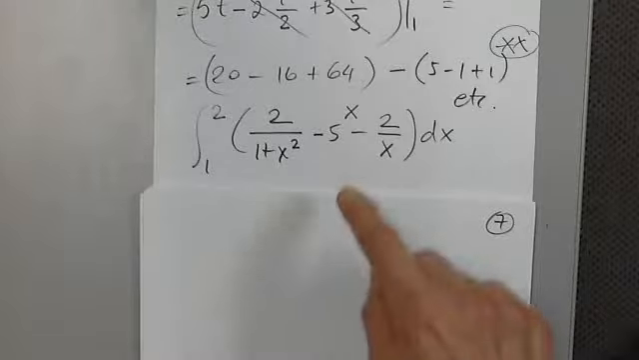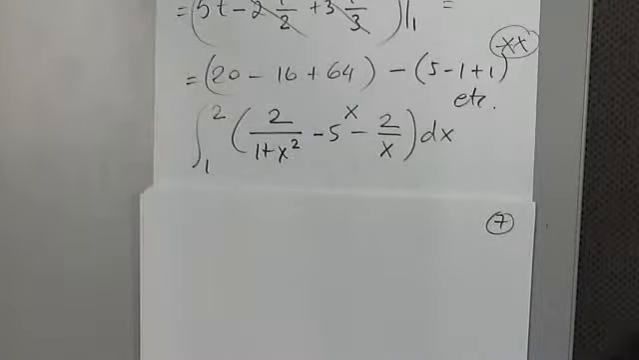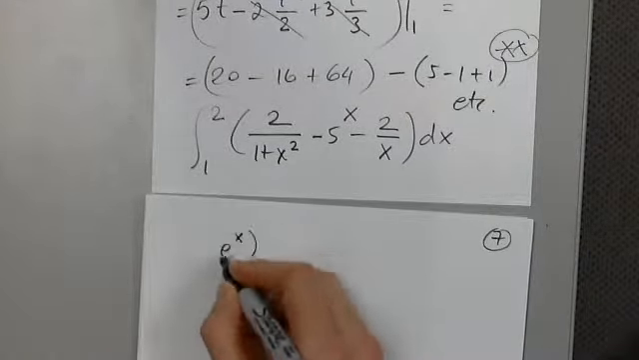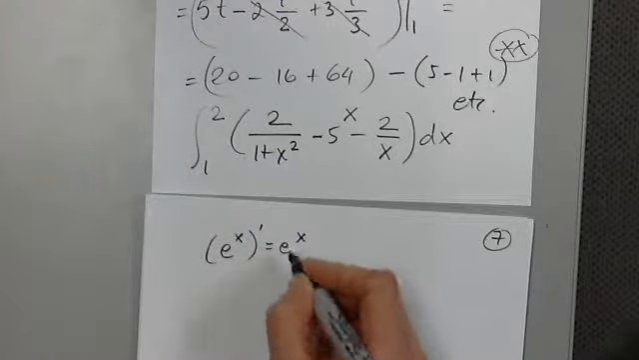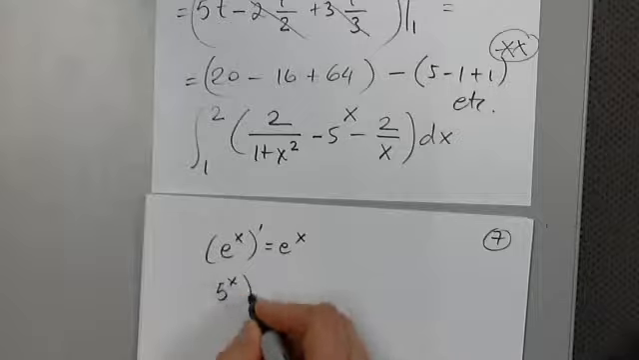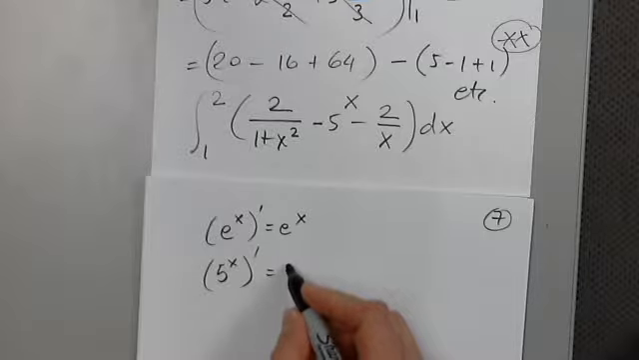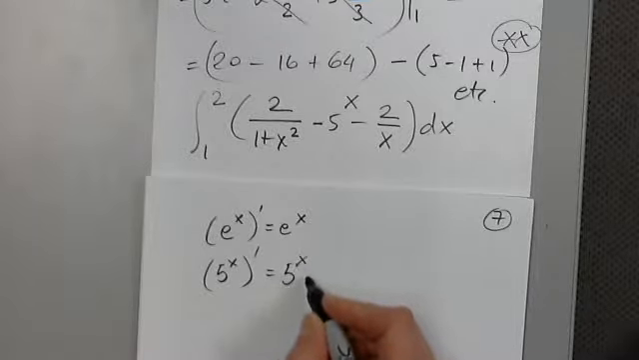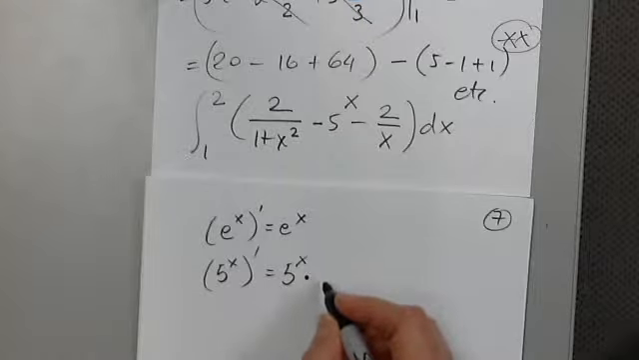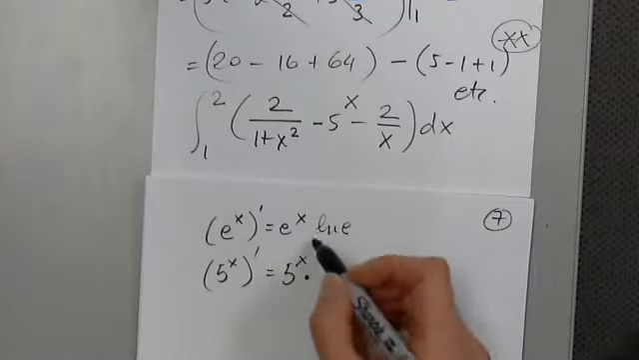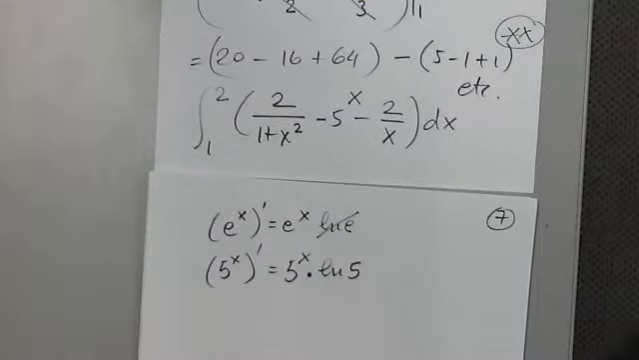I would like to talk a little bit about this 5 to the x, okay? And then we'll put everything together. So remember when we differentiate e to the x, what do we get? Perfect. But when I differentiate 5 to the x, I do not get 5 to the x. What do I get? 5 to the x times the one that is 1 here. Because we have to change the base.